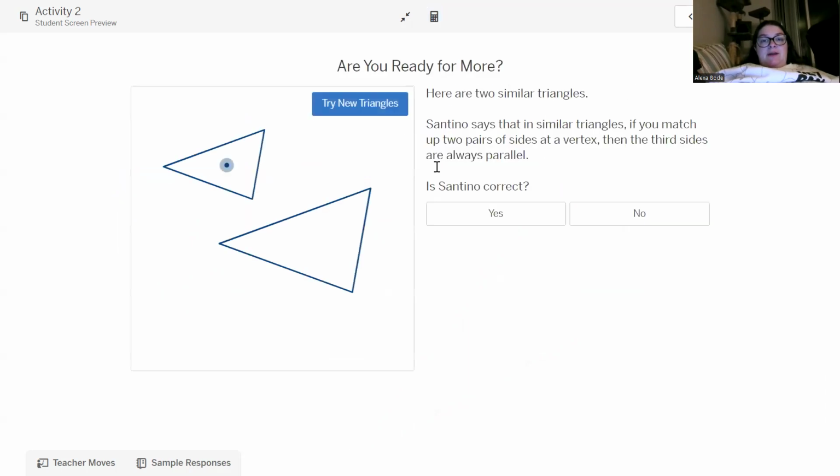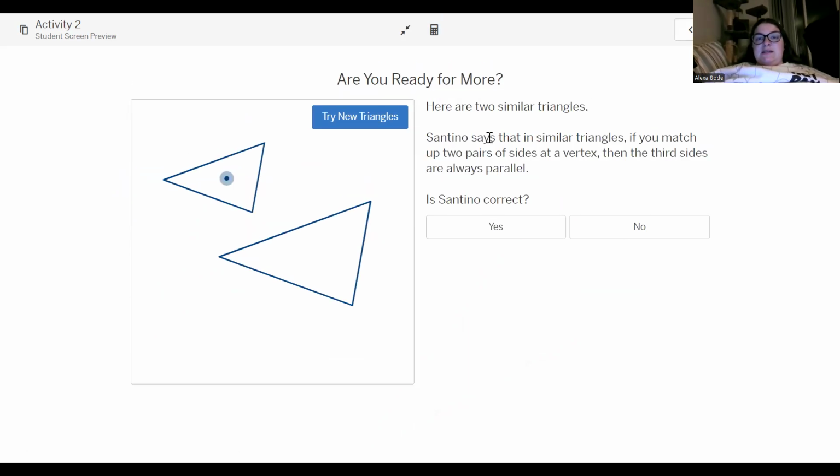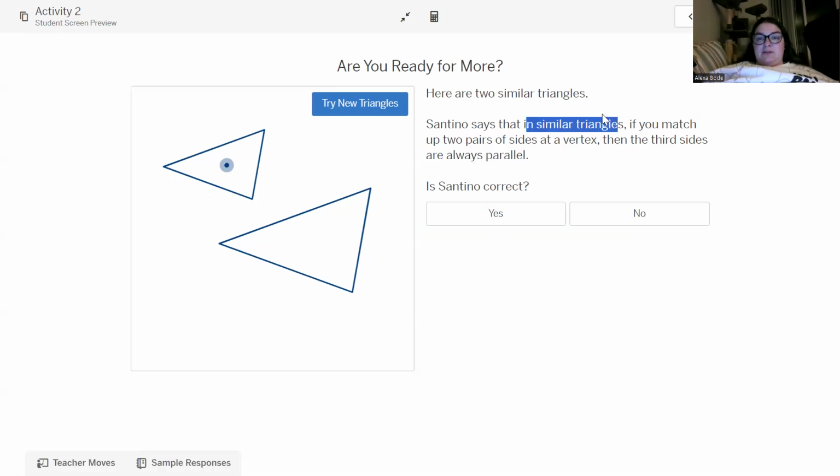Okay, so I already kind of went over this one with you. Are you ready for more? It says here are two similar triangles. Santino says that in similar triangles, if you match up two pairs of sides at a vertex, then the third sides are always parallel. That is what I already discussed with you.